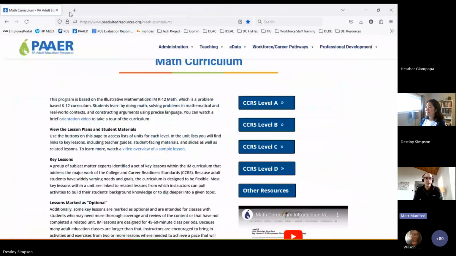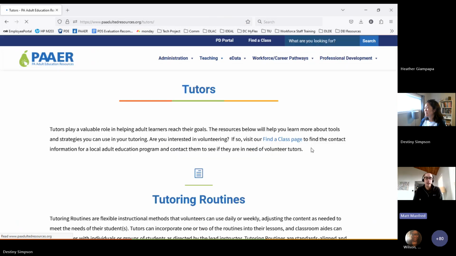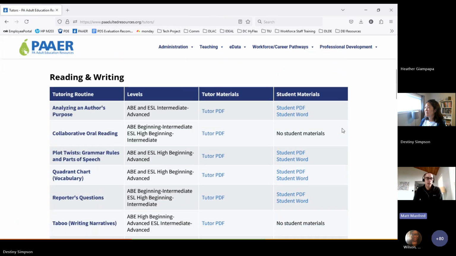What else is in the PowerPoint? The tutoring routines. Yeah, the tutoring routines. Okay. Tutoring routines, same thing. These are lessons we're developing. It's under the tutors page. This is something a little bit on the newer side for us, and we're developing this library as well. They're grouped into reading and writing, listening and speaking, and math at the moment. I think there's maybe about 20 total.